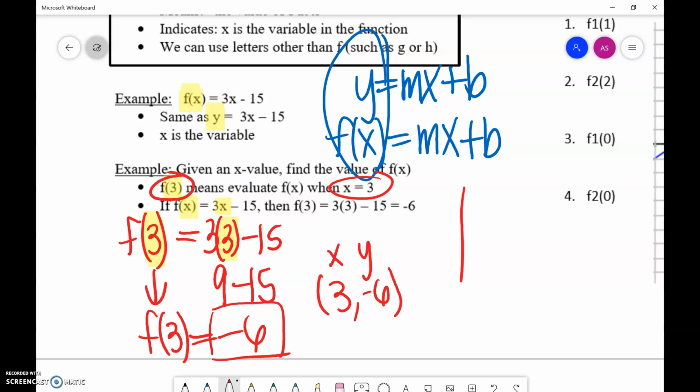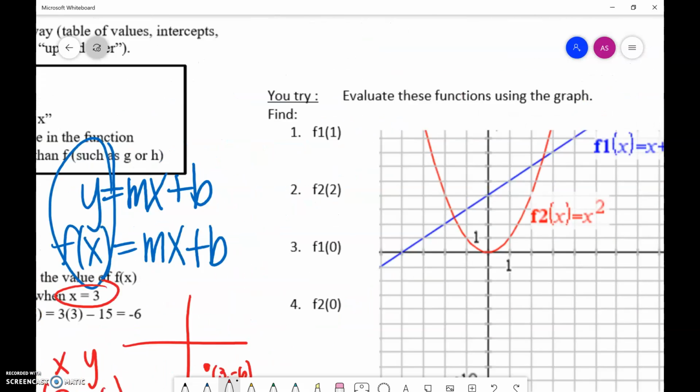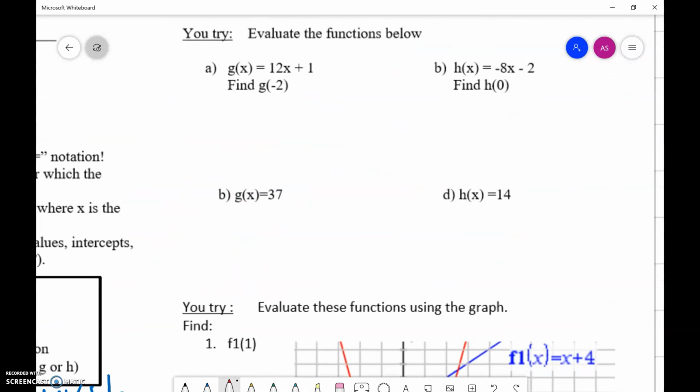If I was to do it on a graph, my function would probably cross somewhere right here. So we can say that this represents the point 3, negative 6. I know that's not a graph, but that's what it's going to be looking like. It's going to be pretty much just a coordinate point. All right, so let's look at some other examples.